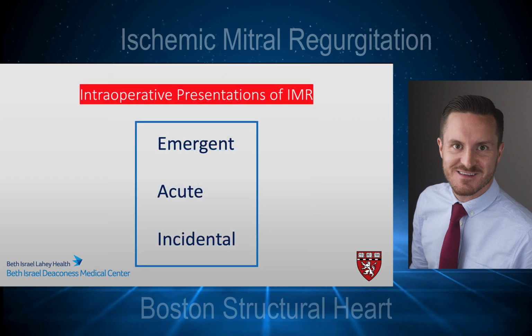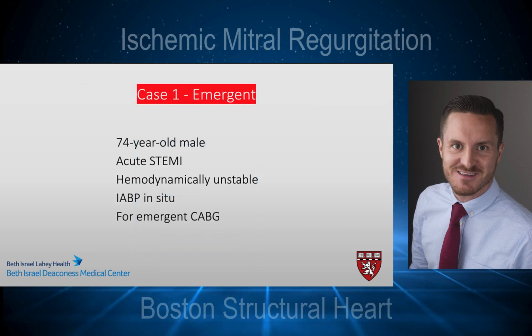So moving on to our case-based discussion, when we encounter ischemic mitral regurgitation in the operating room, we generally encounter it either emergently, acutely, or as an incidental encounter. Our first case that we're going to go through is a 74-year-old male who had a ST elevated MI. He presented hemodynamically unstable with an inferior MI and had an intra-aortic balloon pump in situ for hemodynamic support. He was brought to the operating room for an emergency coronary artery bypass surgery.